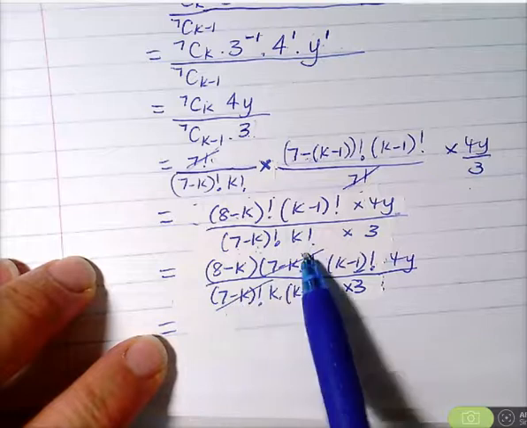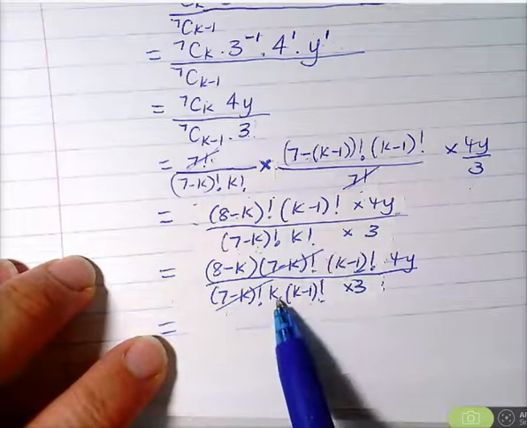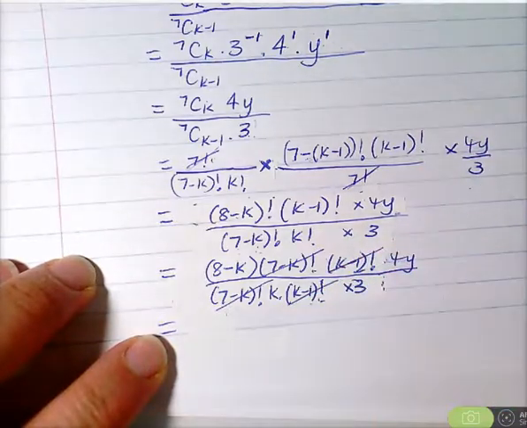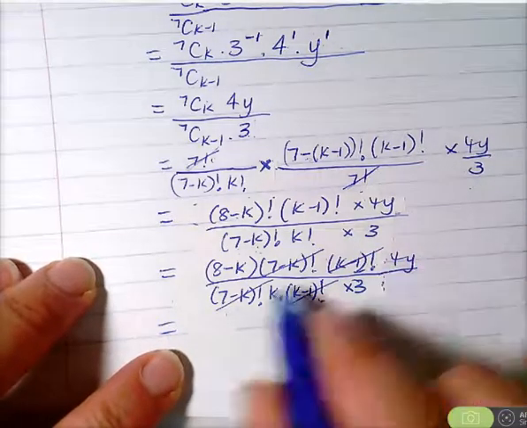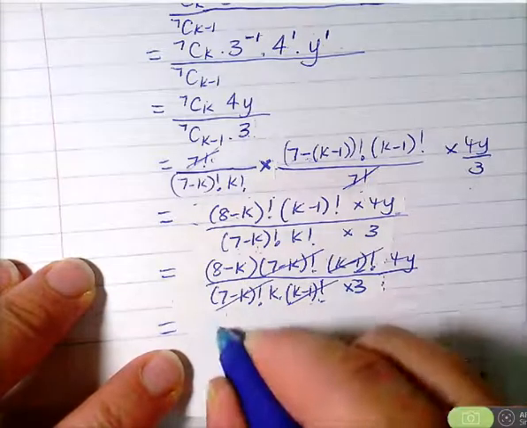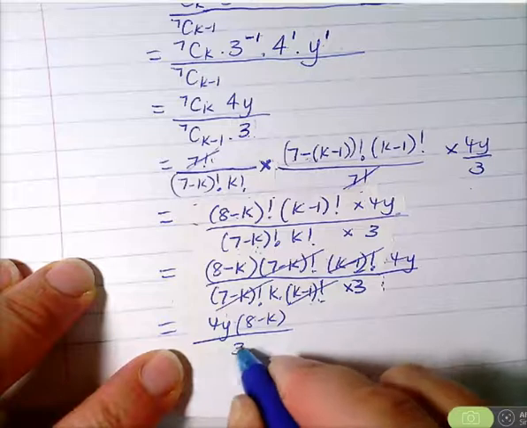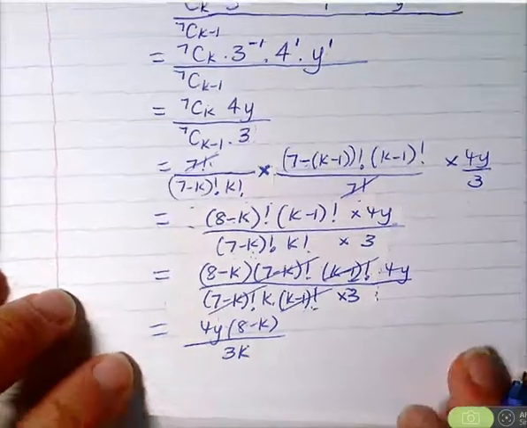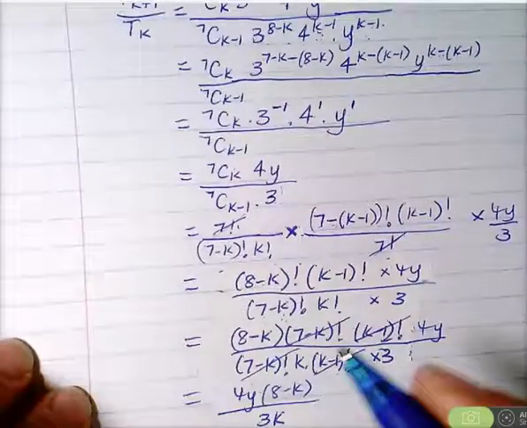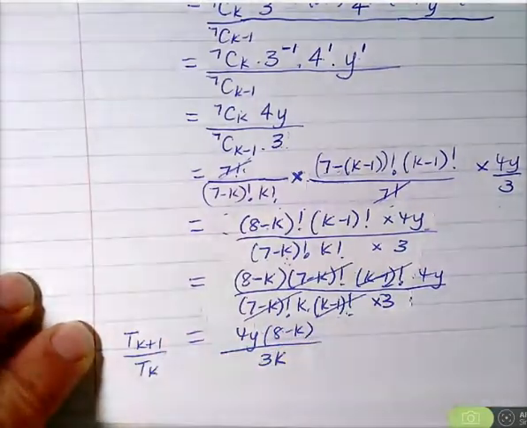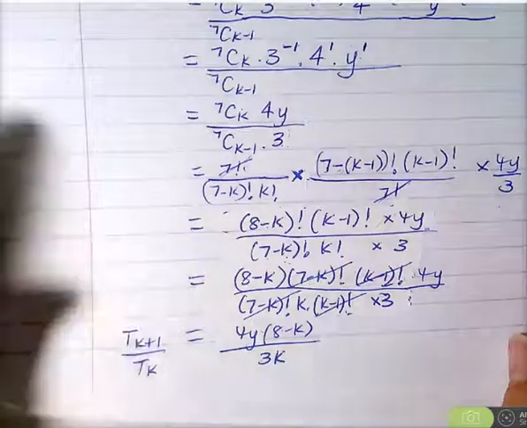The (7 minus k) factorials cancel. This k factorial is now k times (k minus 1) factorial. The (k minus 1) factorials cancel. And I'm left with 4y times (8 minus k) over 3k. Okay, so that is my expression for the (k plus 1) term over the kth term. Now I'm just going to continue over the page.